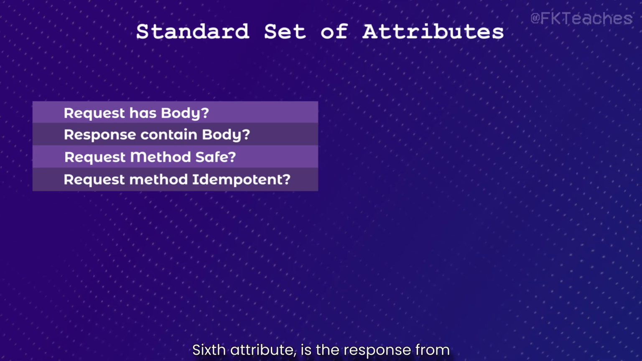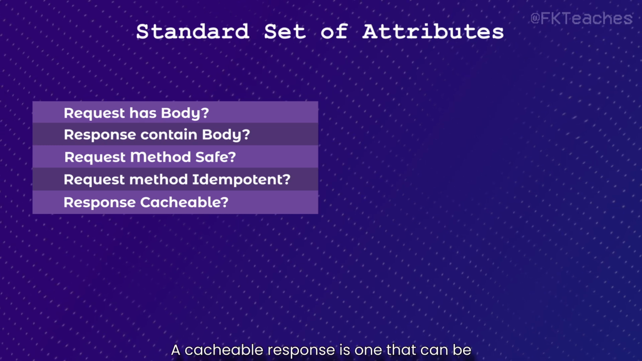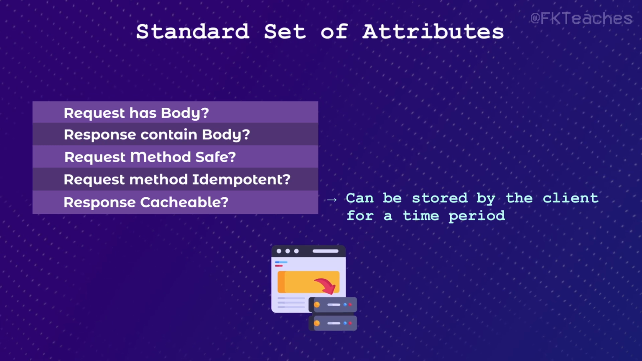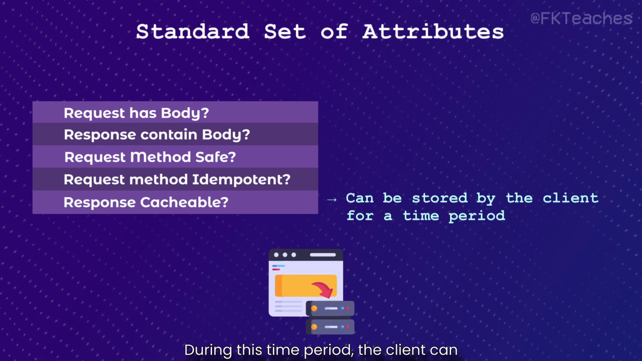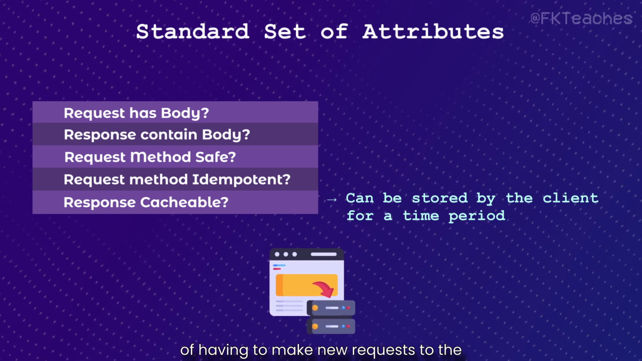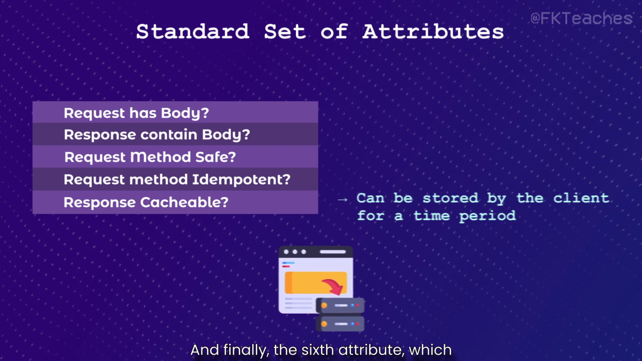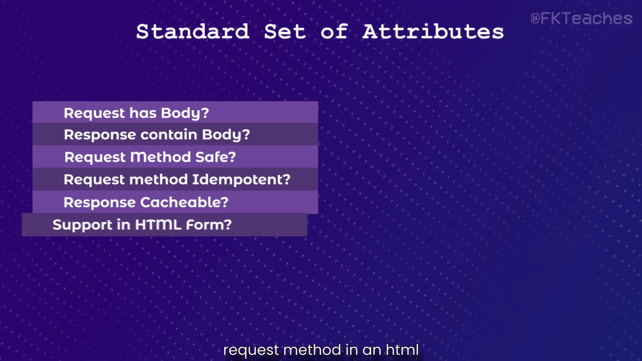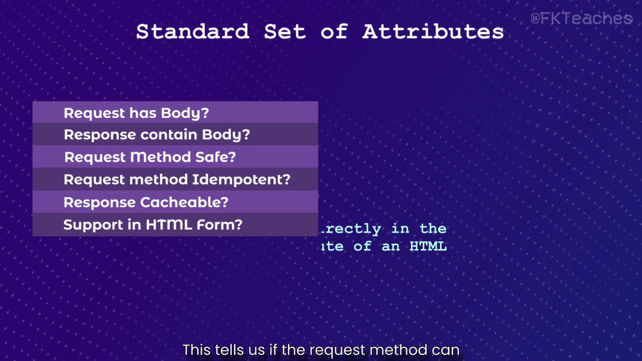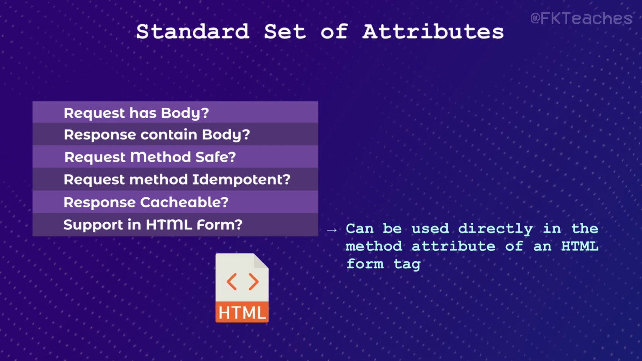Fifth attribute: is the response from using the method cacheable? A cacheable response is one that can be stored by the client for a time period. During this time period, the client can always get the saved resource from the store instead of having to make new requests to the server for that same resource. And finally, the sixth attribute, which is support for the request method in an HTML form. This tells us if the request method can be used directly in the method attribute of an HTML form tag.